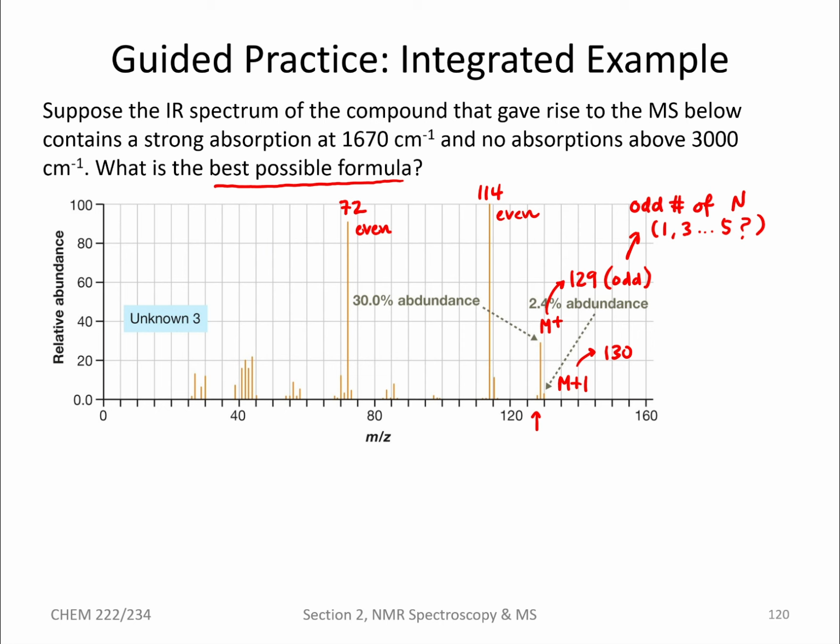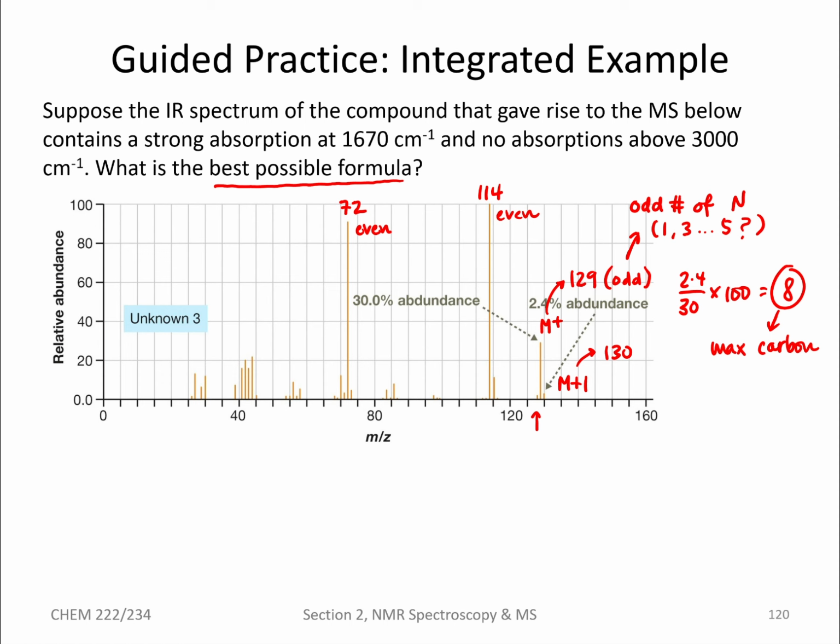And finally, we can use the relative abundances of the M plus and M plus 1 peaks to determine the maximum possible number of carbon atoms in our structure. So we've got those exact values, 2.4% and 30%. And again, all we need to do is calculate our ratio. So 2.4 divided by 30 times 100, and that is going to give us 8. So we will have no more than 8 carbons in our structure.